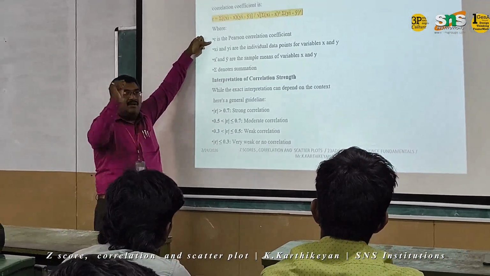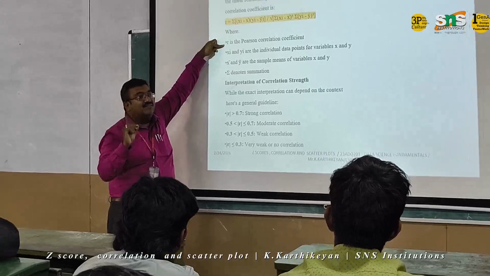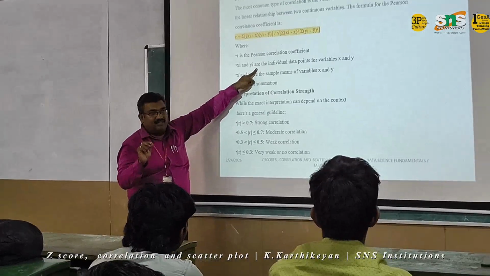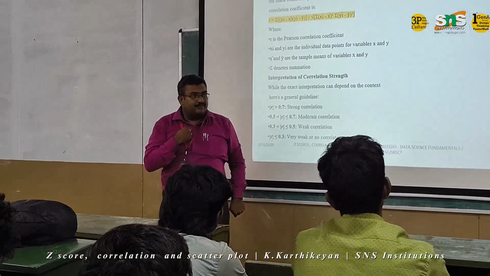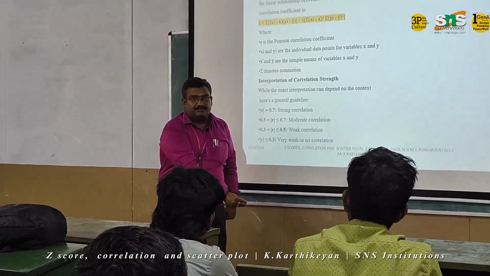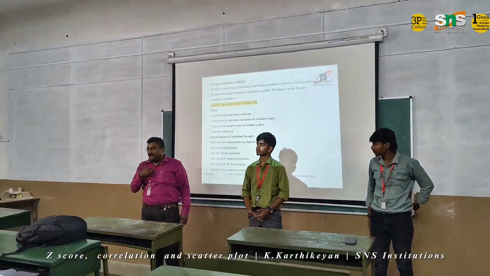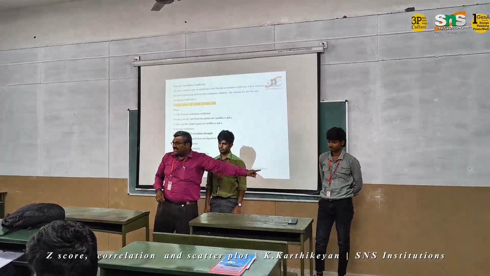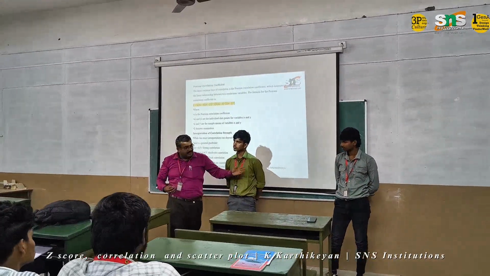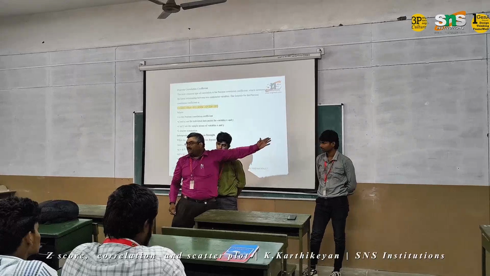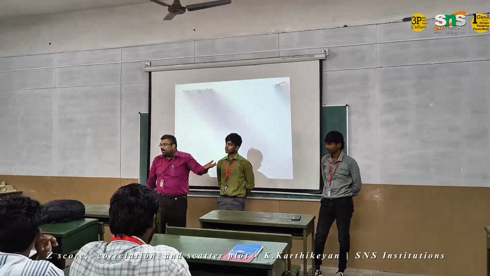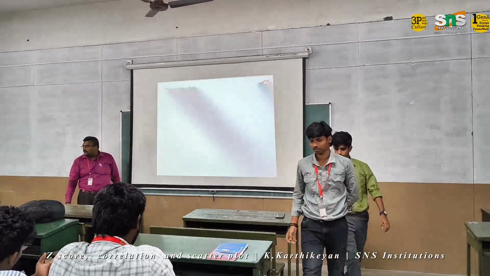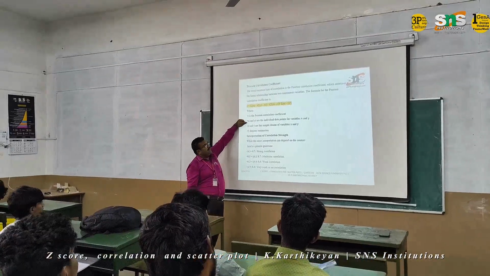For example, 10, 20, 30, 40, 50. And x i and y i are our individual data points, x1, x2, up to x of n, for example 10, 20, 30, 40 and 100. n is the number of values. So x of i, y of i are individual data points.